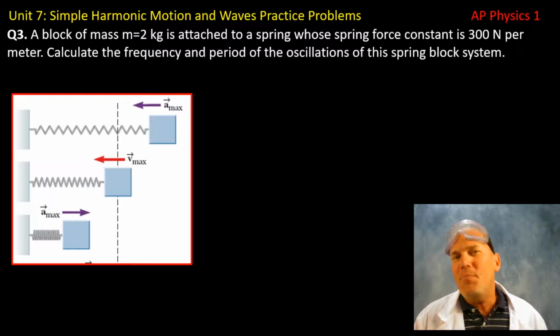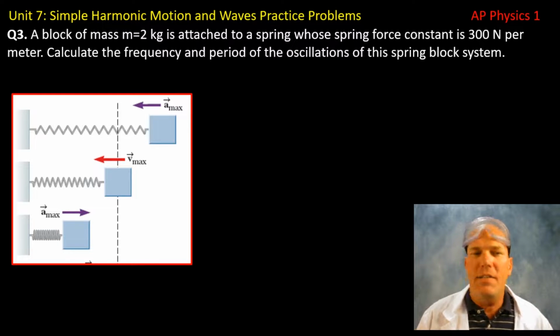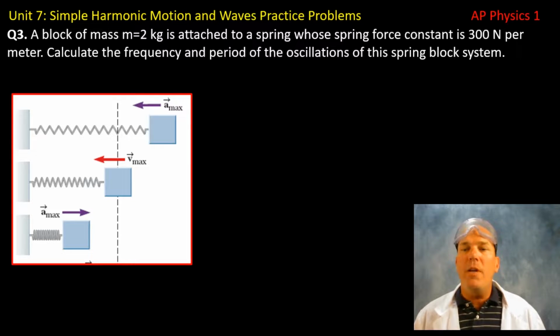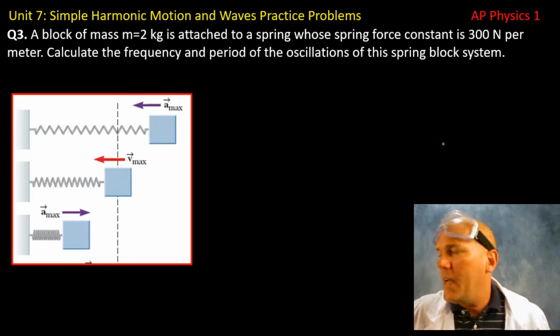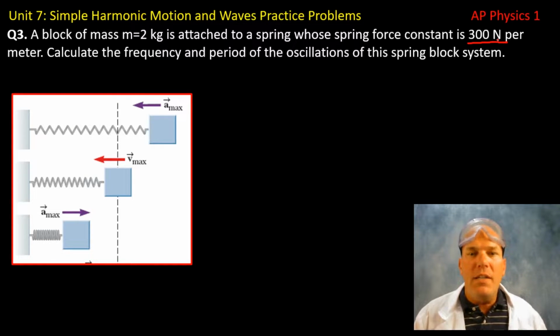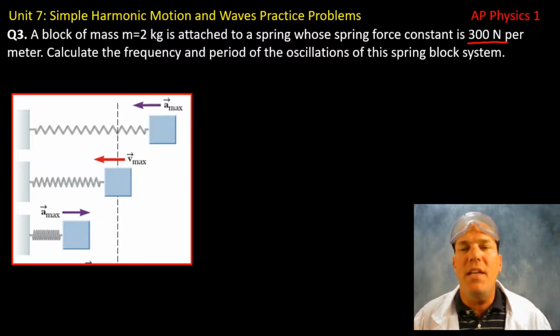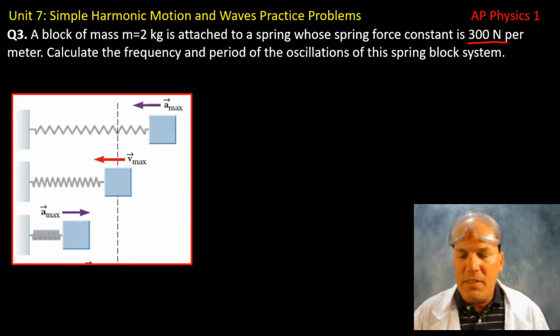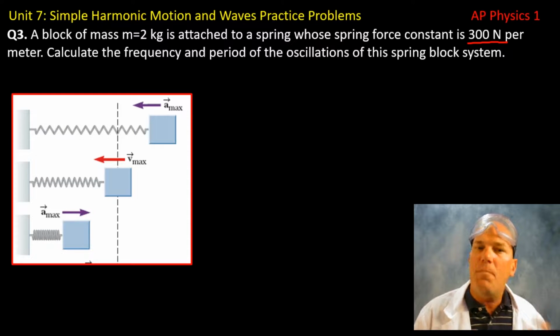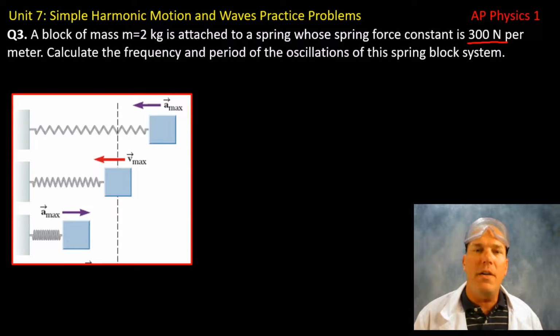Question number 3, we have a block whose mass is 2 kilograms and it's attached to a spring, and we are given the spring force constant, K. All right, you are asked to calculate the frequency and the period of the oscillations for this spring block system. So I have this schematic that's been in the last couple problems to remind you of areas of max force, max acceleration, and also maximum velocity.